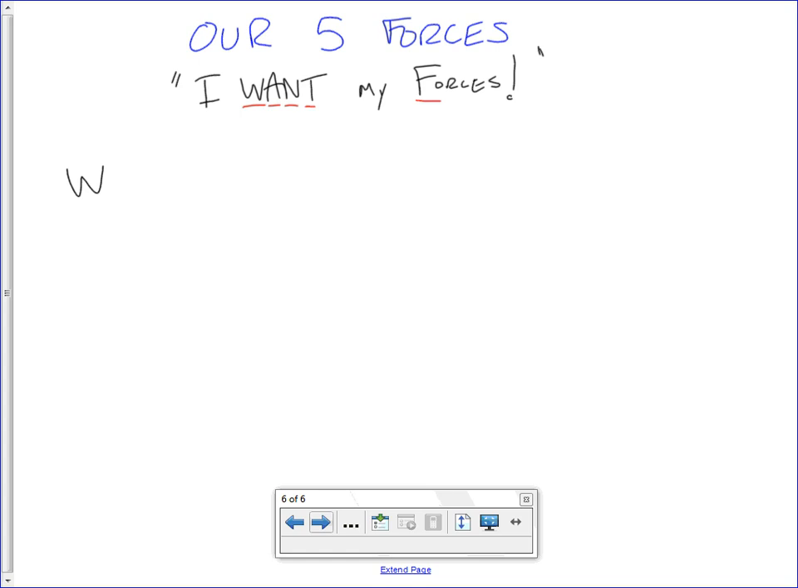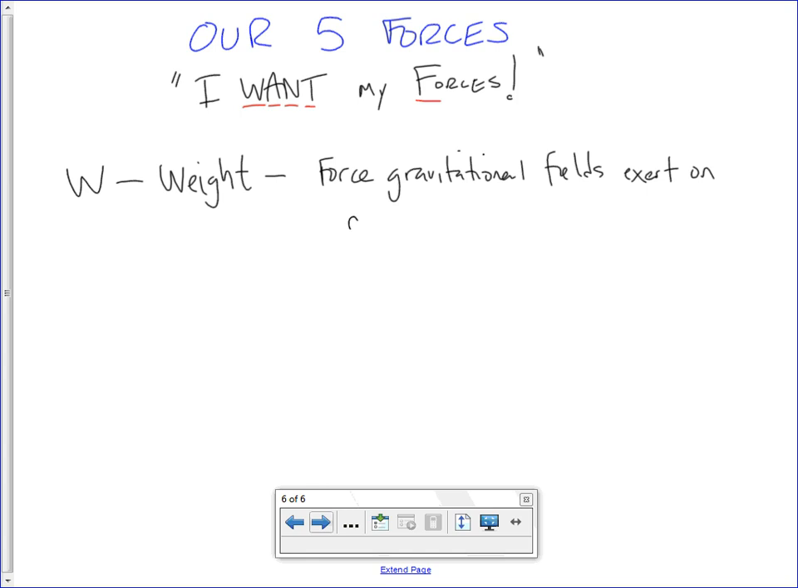All right. So W. There's a force that starts with a letter W. Weight. An object's weight is a force. In particular, it's the force that gravitational fields exert on every object. All right. Well, then there's an A.